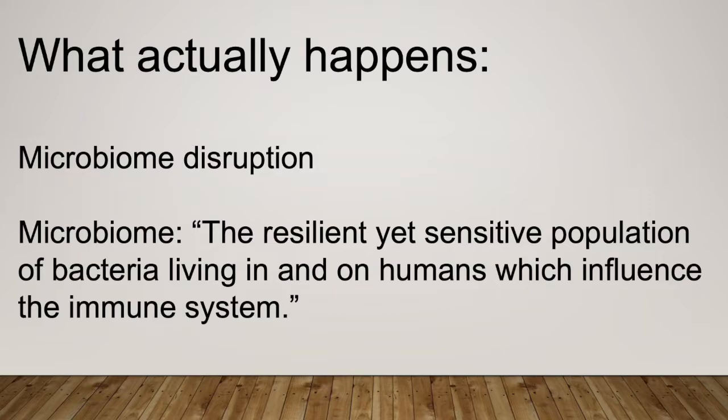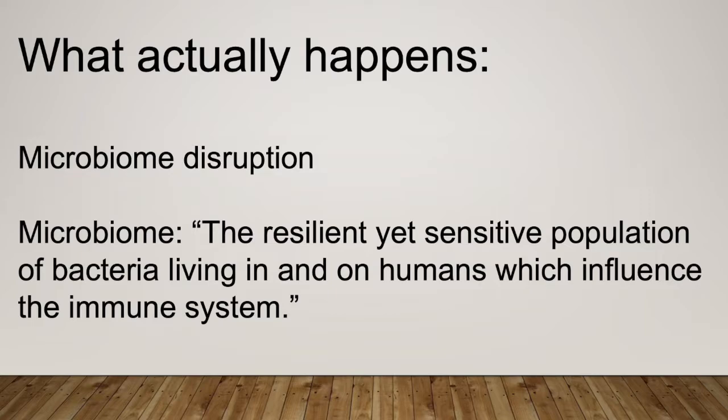This microbiome, by definition, is the resilient yet sensitive population of bacteria living in and on humans, which influence the immune system. Most living things have a microbiome within them or on them, and like I say, it's resilient, but it's sensitive. It does not like an attack, and that's what an antibiotic course of treatment represents: the nuclear bomb approach to winning a war. That is, you drop a bomb on the battlefield and hope it kills all the bad guys and that somehow the good guys prevail. And in many cases, it does.